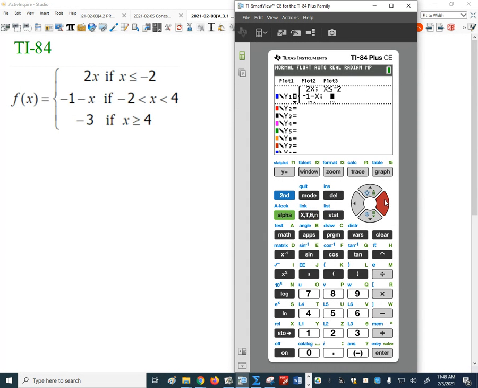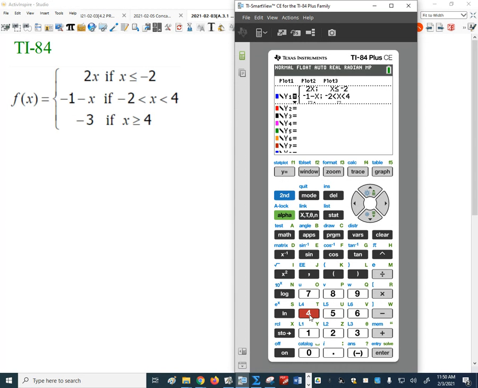I'll scoot over to the right for the domain. Now, one really nice thing about the newer version of the TI-84 is when I have a compound inequality, I can enter it exactly the way it looks. You didn't used to be able to do that. On the older ones, you can't do it that way. So I can just go -2. I need a less than symbol. So I go second math 5, which is the option for a less than. I need an x. I need another less than, so I go second math 5, and then I need a 4.